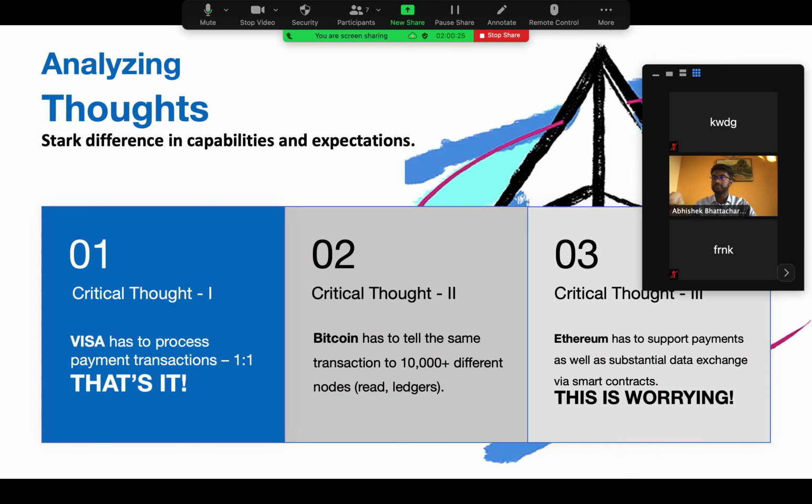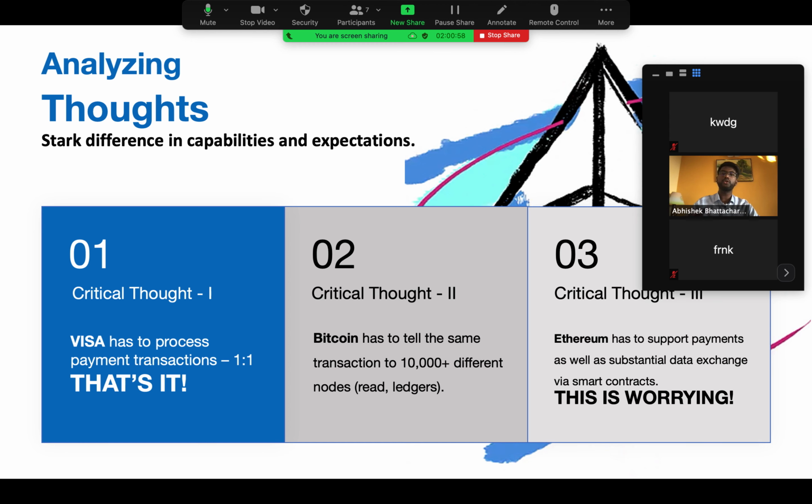Okay, so summing it up, this is how the scenario looks for blockchain based currencies and Visa in real life implementation. Stark difference between capabilities and the expectations out of those particular blockchain networks, right? In general, Visa has to only process payments, and that too one to one. You do a payment, your acquirer bank, and you are the ones doing the payment, and the Visa network is just facilitating it. That is all. Nothing else that Visa needs to do, and it can do so well that it is doing 1736 transactions per second.